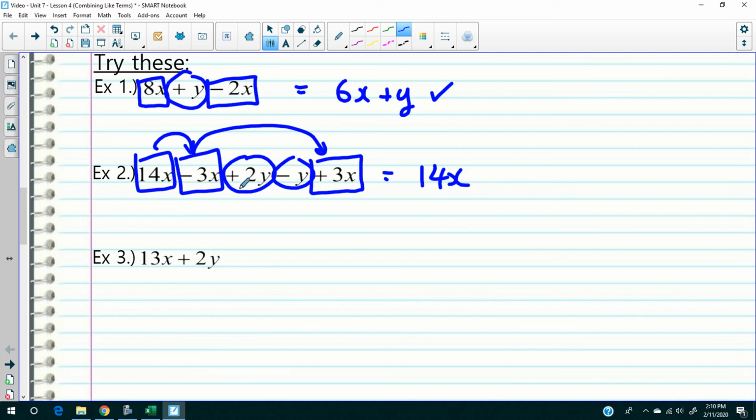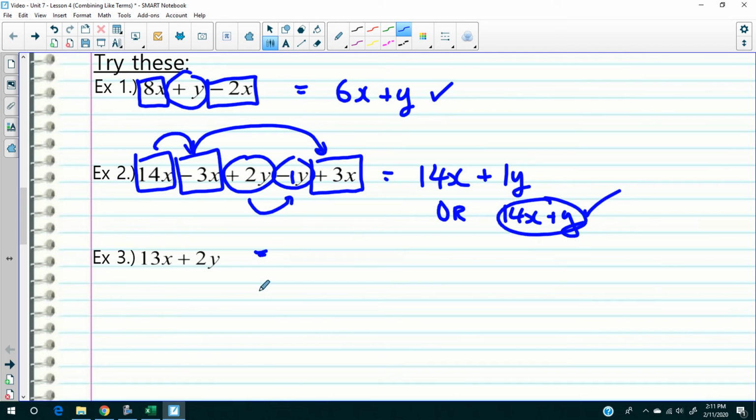14x, right? Now look at this very carefully. 2y minus y. Now, you might think that's 2 because you're taking away the y, right? No, there's a 1 here. So 2y minus 1y, what would that be? Right, 1y, or you can just write 14x plus y. Okay, this is better. Okay, one last one.